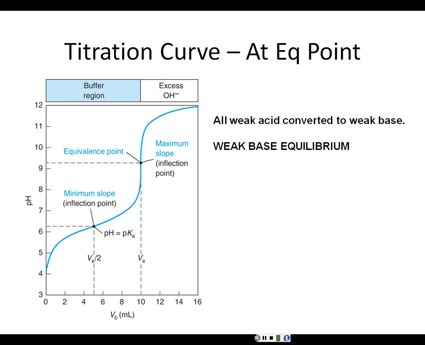You'll notice that this is not at a pH of 7. When we had the strong acid and strong base, all we had in the beaker at that point was water, and it was at a pH of 7. When in this case we actually have a weak base, and we're going to expect to have a pH greater than 7. So it's a weak base equilibrium in the beaker at that point.